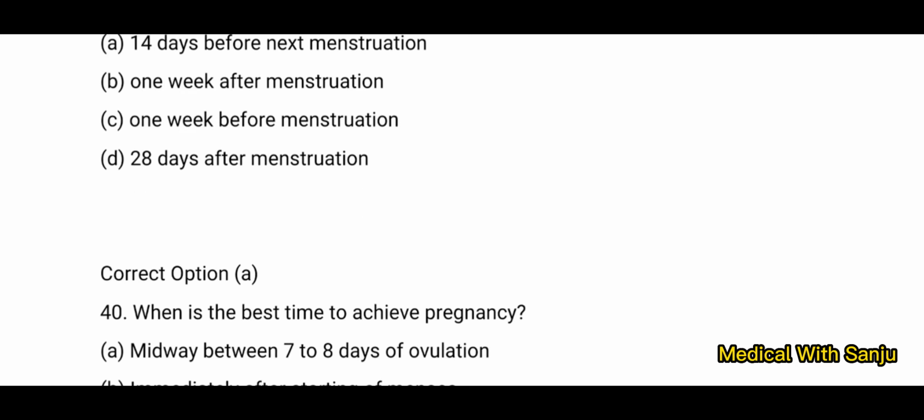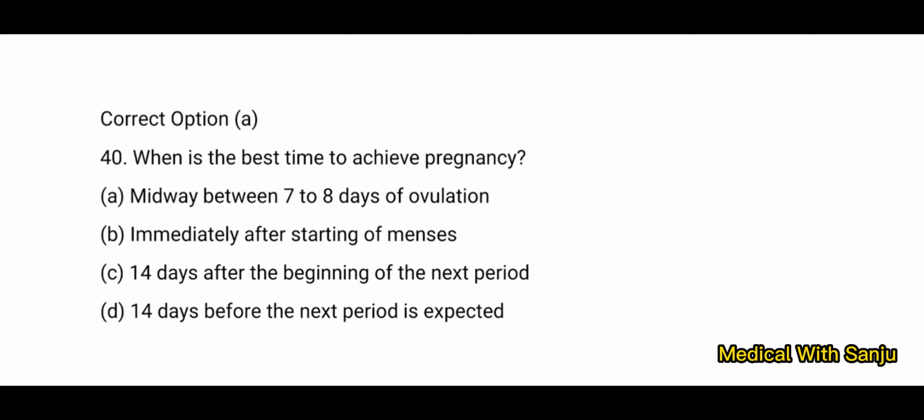Question number 39. Ovulation occurs option A. 14 days before next menstruation, option B. 1 week after menstruation, option C. 1 week before menstruation, and option D. 28 days after menstruation. Ovulation takes place 14 days before next menstruation. Option A.